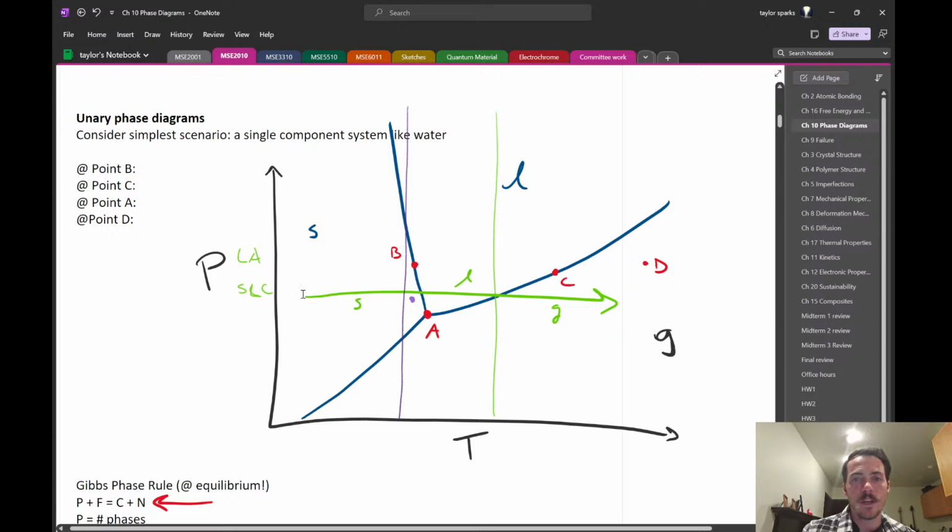Like, for example, at this green horizontal line, let's say that represents Salt Lake City, right? Which has a lower pressure than LA because we're higher in the mountains, so we have lower pressure. So that tells us why solids melt into a liquid at a higher temperature, and why liquids boil at a lower temperature.